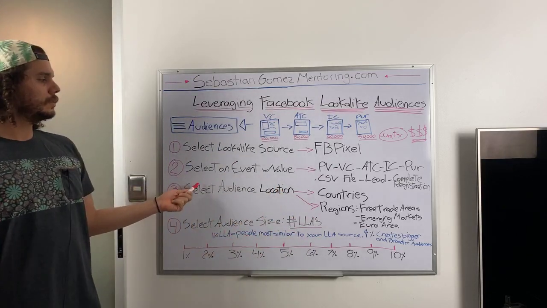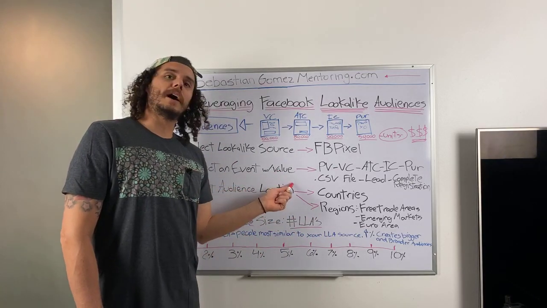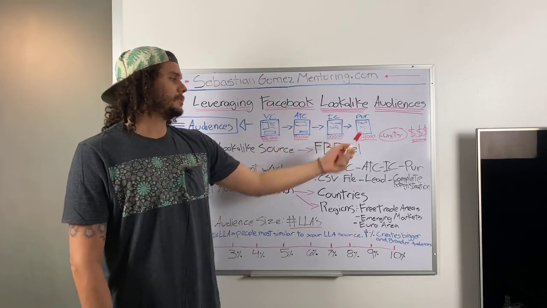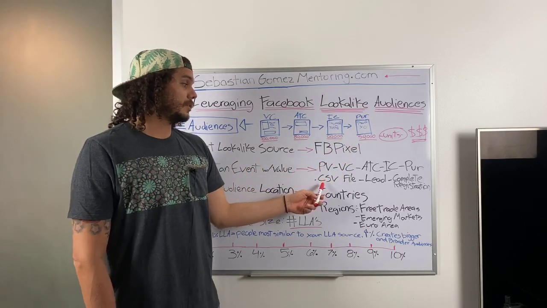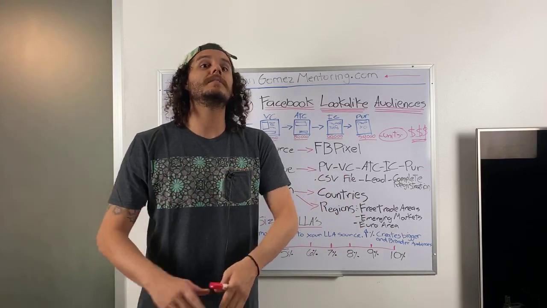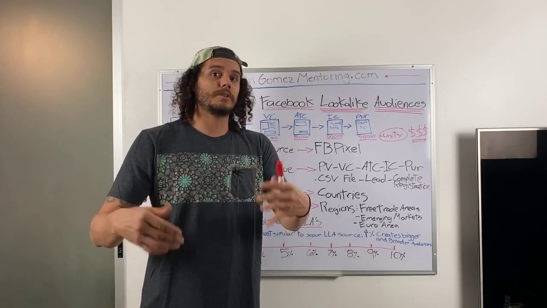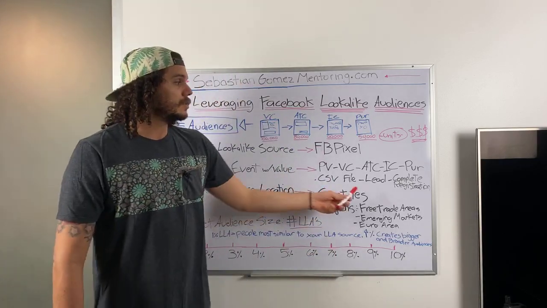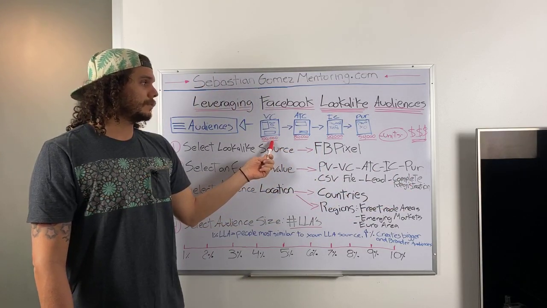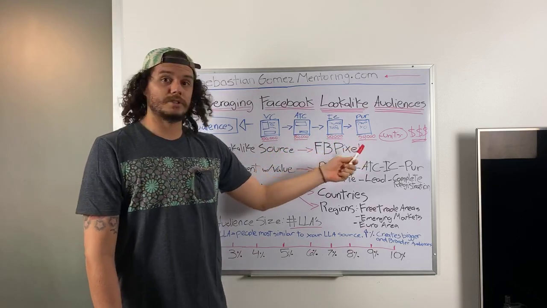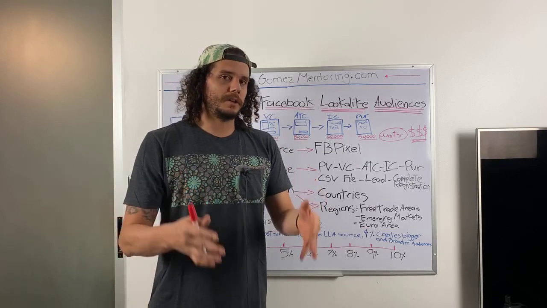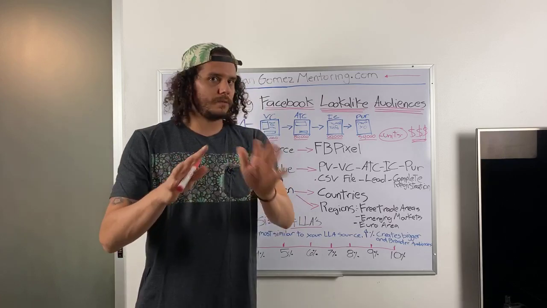Step number two, you're going to select an event with value. In this case, like we talked about, view content, add to cart, initiate checkout, and purchase. Of course, we also have page view. You can use a CSV file to create a lookalike audience. Like I told you yesterday, you can use a customer database and leverage it to create bigger, broader audiences that you can advertise to. You can also use lead and complete registration. But for this example, let's think of view content, add to cart, initiate checkout, and purchase. These are really strong because these are people who have a specific interest in your product, your service, or your offer.